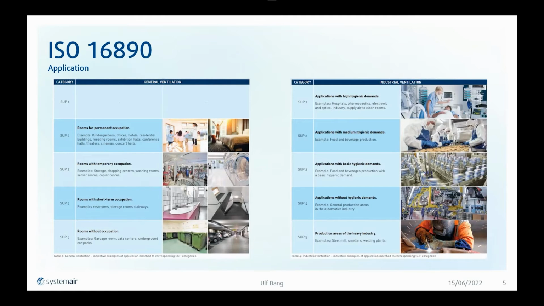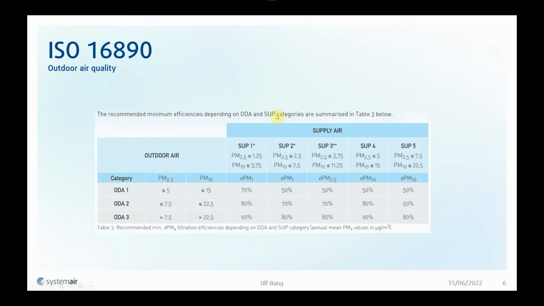So if we have general ventilation and we have rooms for permanent occupation, it will be a SUP 2. If we have rooms without occupation, a garage room, data centers, underground car parks or alike, then we have a SUP 5. If we on the other hand have a hospital with hygienic demands, then it is a SUP 1. There's also a reference table where you can see, for a specific outdoor air class and application, what the recommended filtration efficiency should be in your ventilation system.